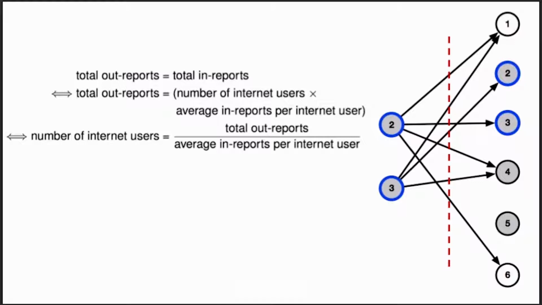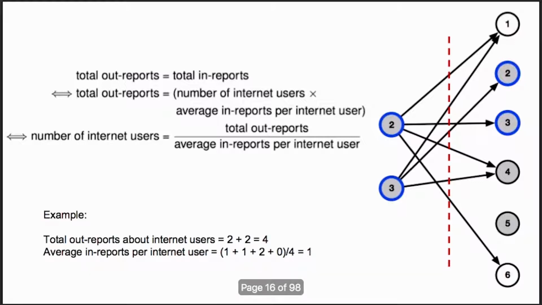Once we have this relationship, we can manipulate it a little bit algebraically. We can take the total number of in reports and decompose it into the average in reports per internet user times the number of internet users, and then derive an expression for the number of internet users. To make that concrete, from this picture the total number of out reports about internet users would be 2 from this person plus 2 from this person, which is 4. For the average in reports per internet user, you would get an average of 1. So the estimate would be 4 over 1, which is equal to 4.